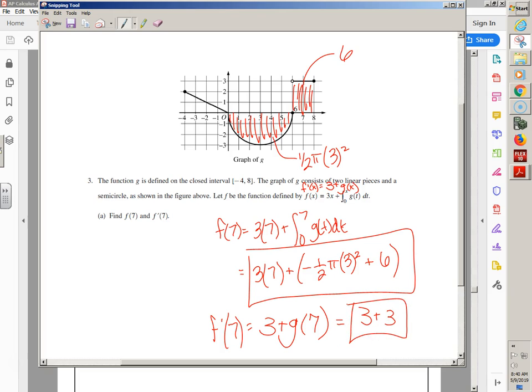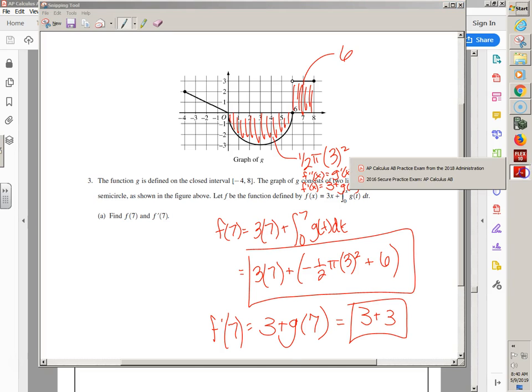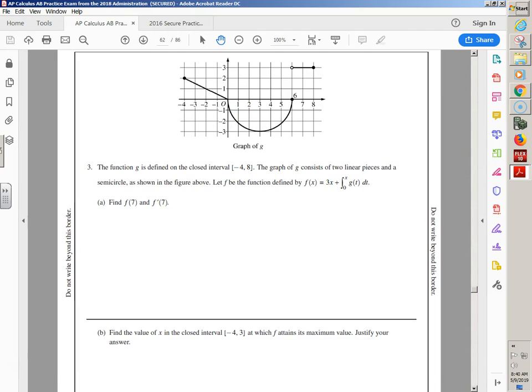How's it looking, Allie? Good. Because once you're able to do things like, hey, f I can just plug into, f prime I take the derivative, f double prime, I could even talk about concavity if they wanted me to at any point, because the derivative of 3 is 0, and the derivative of g is g prime. Now I have all my little baby functions for whatever they might ask. Is there anything else specifically on number 3 that we need to peek at?